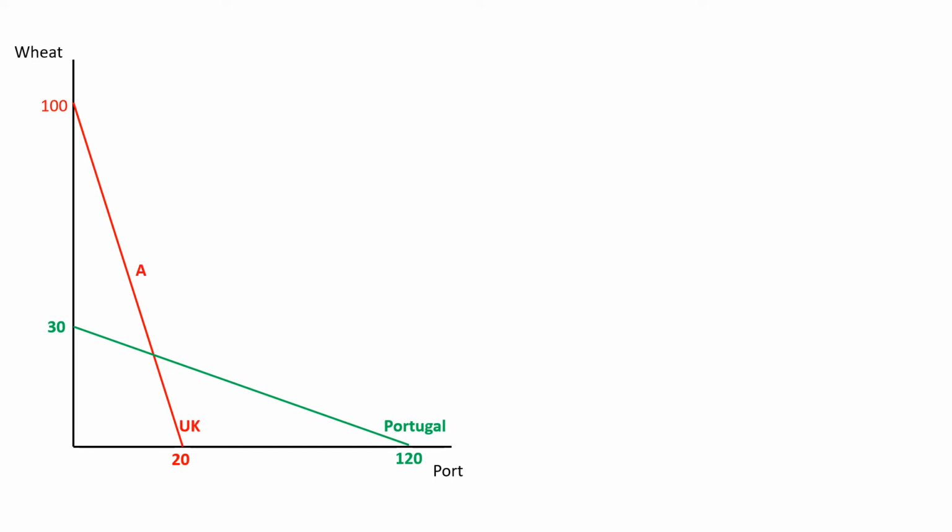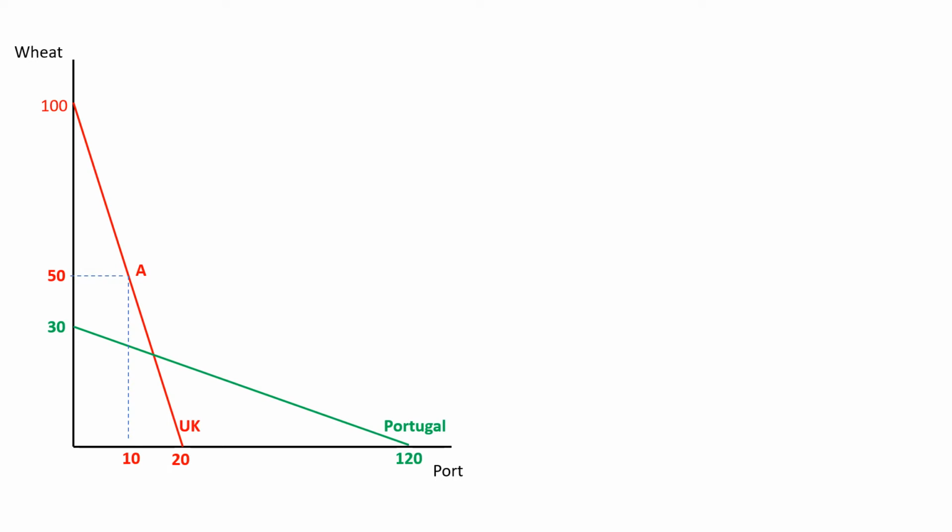So if you look at the UK, they would produce an output mix denoted by point A. So at point A, you could produce 10 units of port and 50 units of wheat. So that would be the output of the UK if they opted for self-sufficiency, splitting their factors of production evenly between producing wheat and producing port.